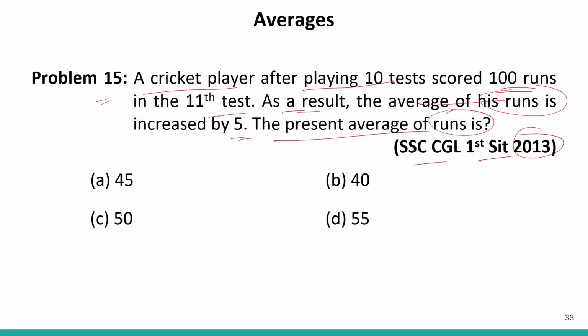So 50 will be the correct answer here. That is available in C. 45, 40 and 55 are wrong, respectively available at options A, B and D. So the only correct answer will be option C.